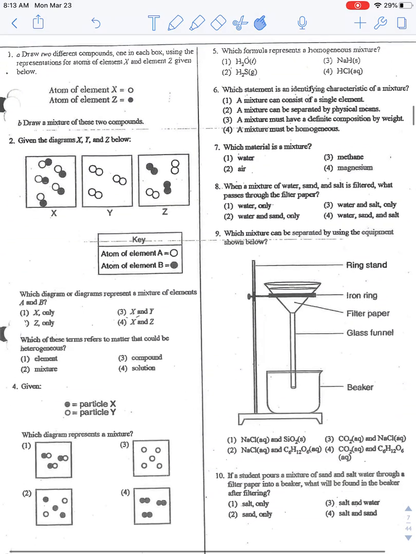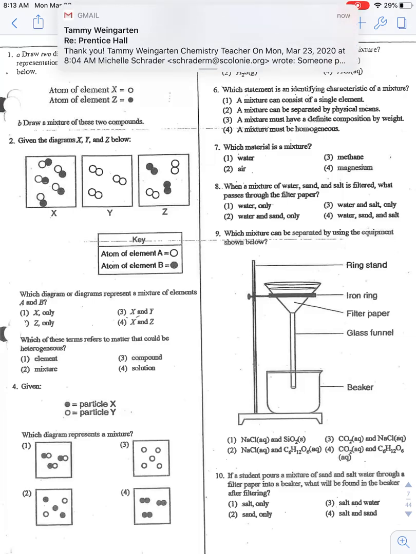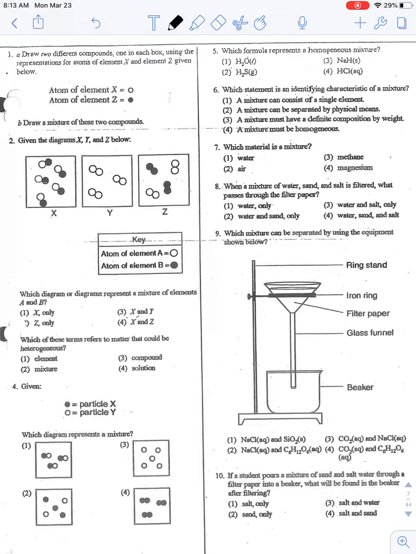Okay, the next page, this definitely looks like familiar homework that you've gotten a while ago. They want you to draw a mixture of these two compounds. If you're using those elements, that could be one compound, and then another compound could be something like that. Number 2, a mixture of elements only would be Z.